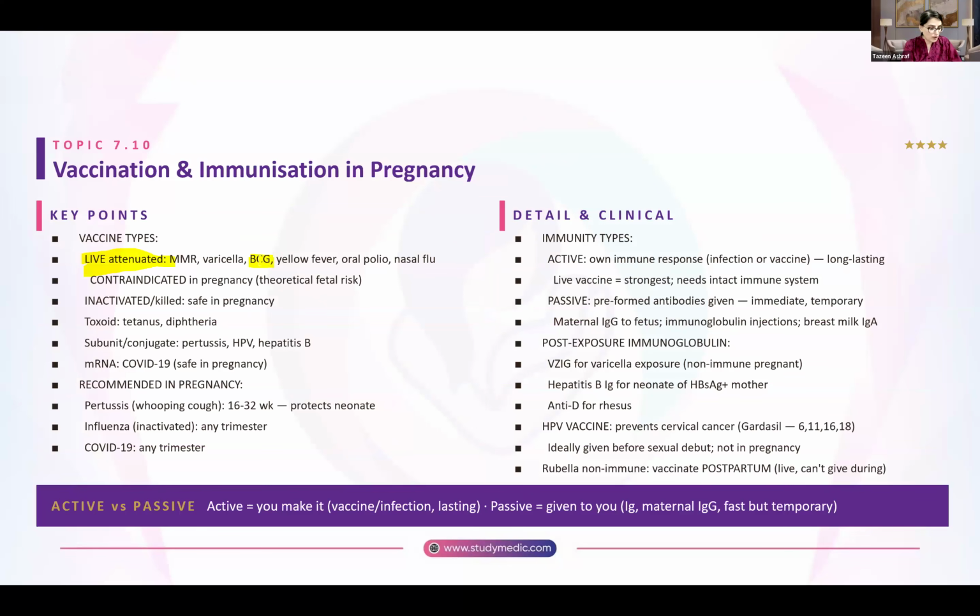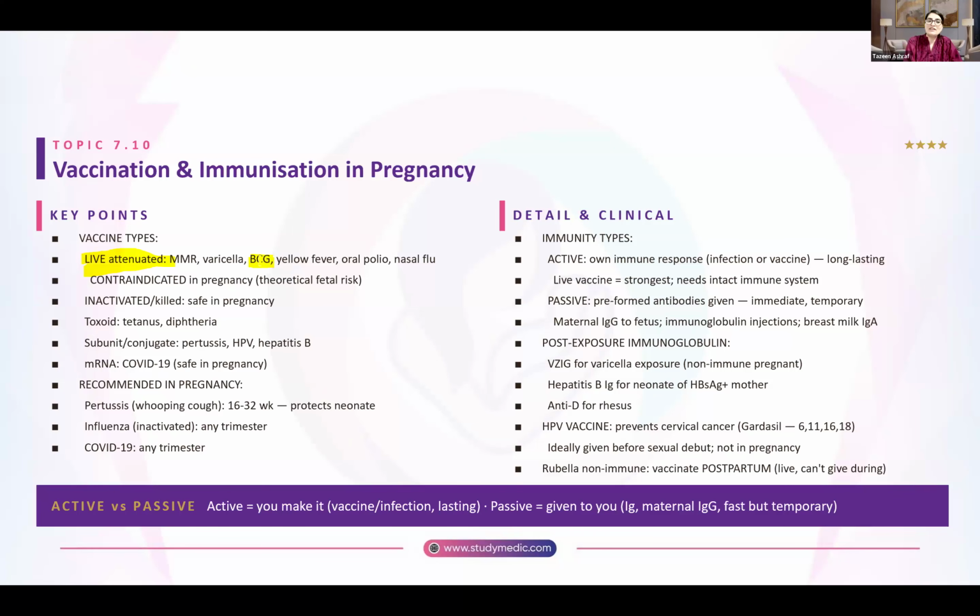And what is meant by live attenuated vaccines? Basically, these are the vaccines which we have to avoid in pregnancy. They are contraindicated in pregnancy, so there is theoretical fetal risk. There is no evidence that fetal risk will happen, but theoretically it is thought that fetal risk can happen.